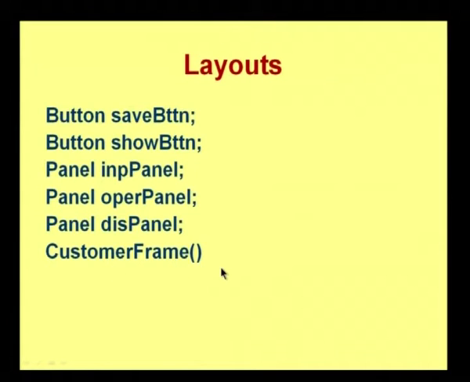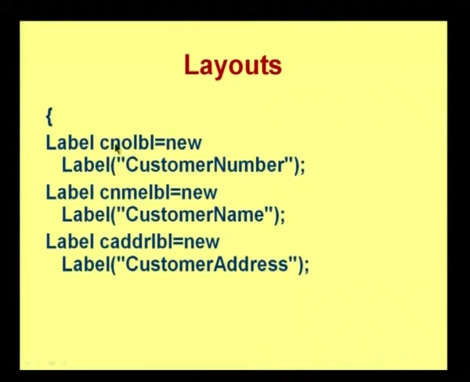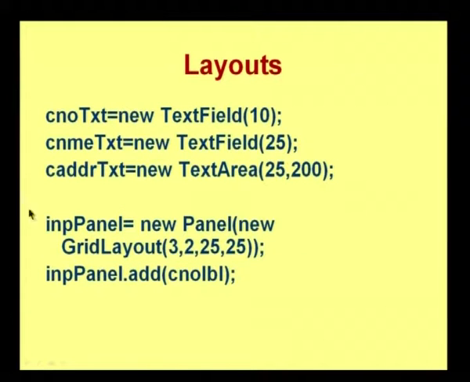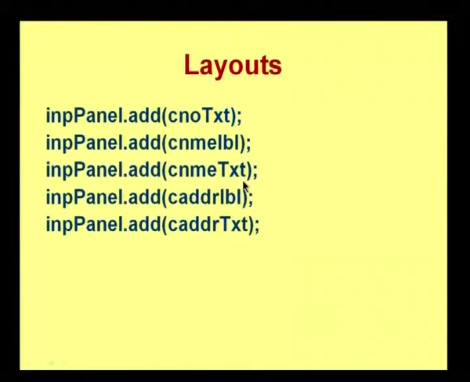So now I am having a constructor for my customer frame. Inside the constructor I am constructing the labels, and then I am constructing the text fields. After I construct my labels and text fields, I am specifying a layout for my input panel. The input panel is going to have a grid layout. This grid layout is going to have 3 rows and 2 columns with a horizontal and vertical spacing of 25. And then I am adding the components on the input panel. So all the text fields and all the labels are going to be added. So I add the label and text field combinations.